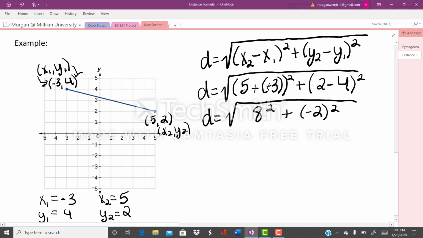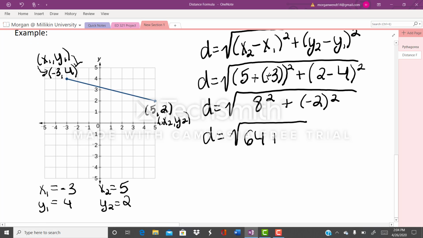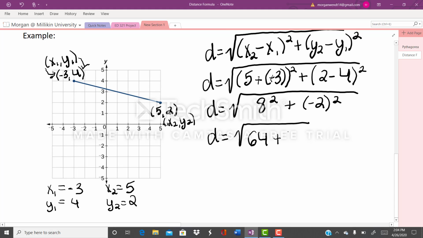Okay, we just have a little bit more simplifying to do before we can take the square root. So 8 squared is 64, plus negative 2 squared is 4. So the inside becomes 64 plus 4, which is 68.